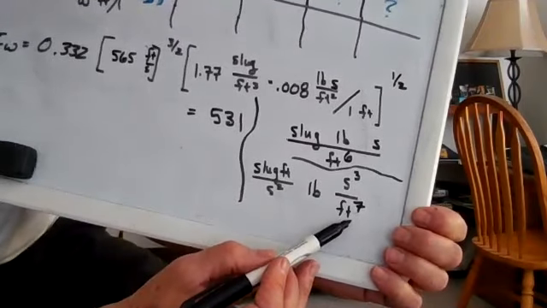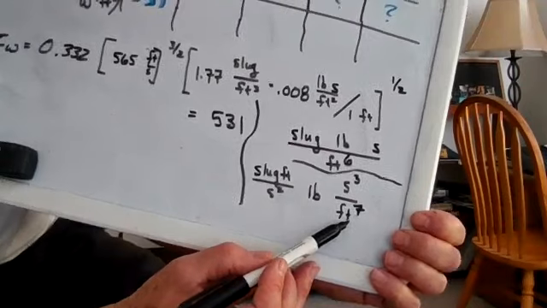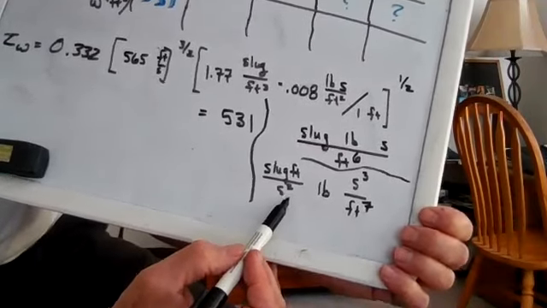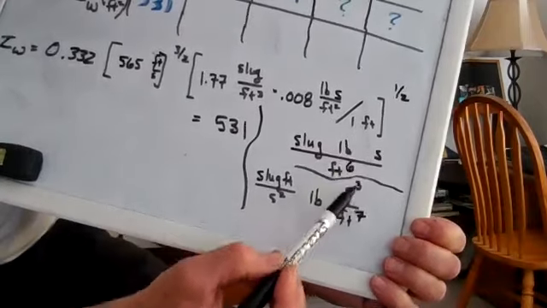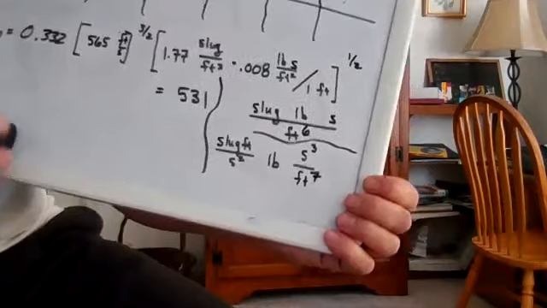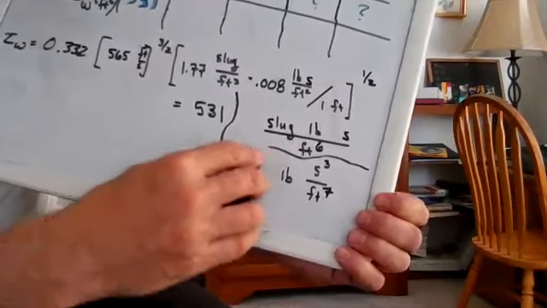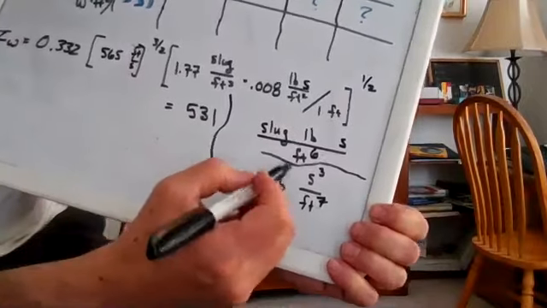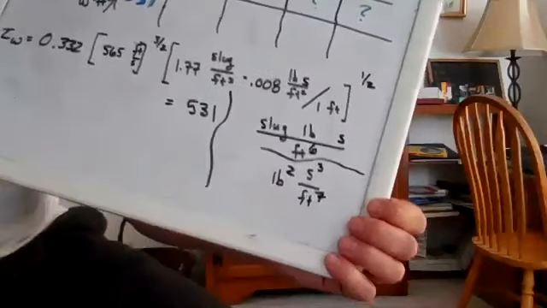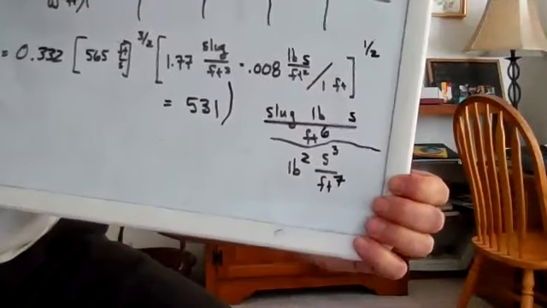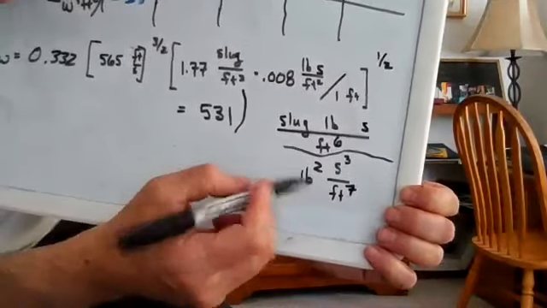So that makes the denominator go from feet to the 6th to feet to the 7th. And if I add a second squared in the denominator, I add a second squared in the numerator, so that's second cubed. All right, so then it's really not quite that bad. That was a pound there. So now I have pound squared, second to the 3rd, and foot to the 7th.